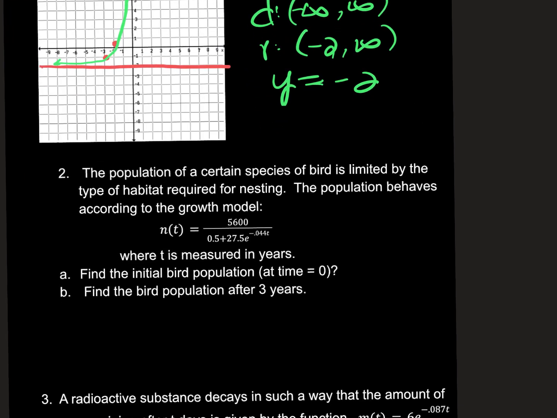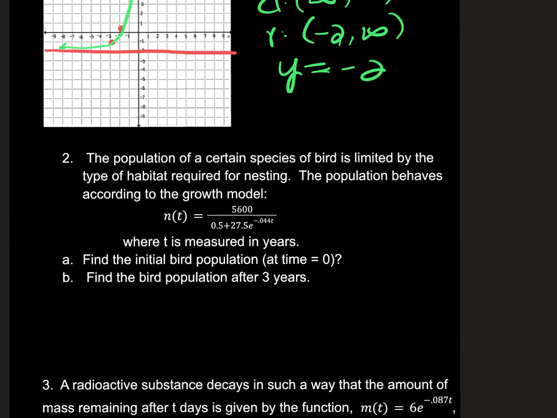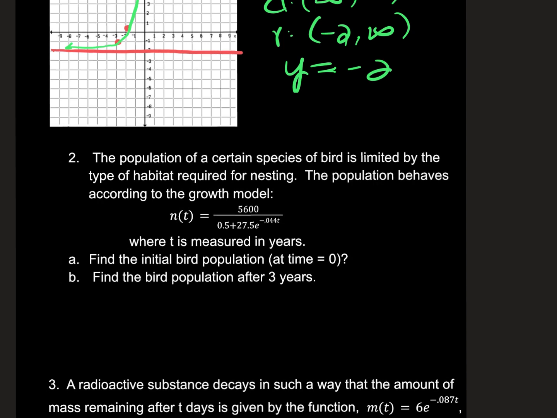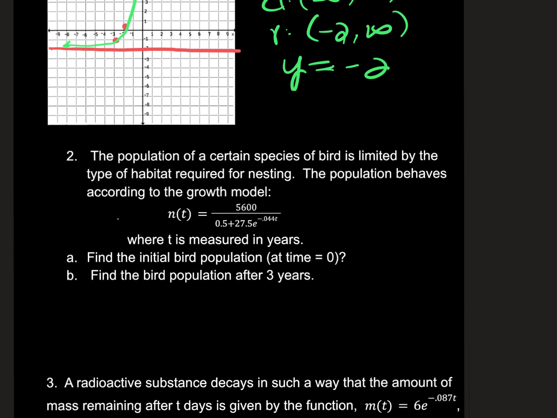Number 2, the population of a certain species of bird is limited by the type of habitat required for nesting. The population behaves in this sort of model. That's logistic growth, by the way, where t measures time. Find the initial bird population at time 0. Now, I'm not going to work this one out. Well, I guess I am.